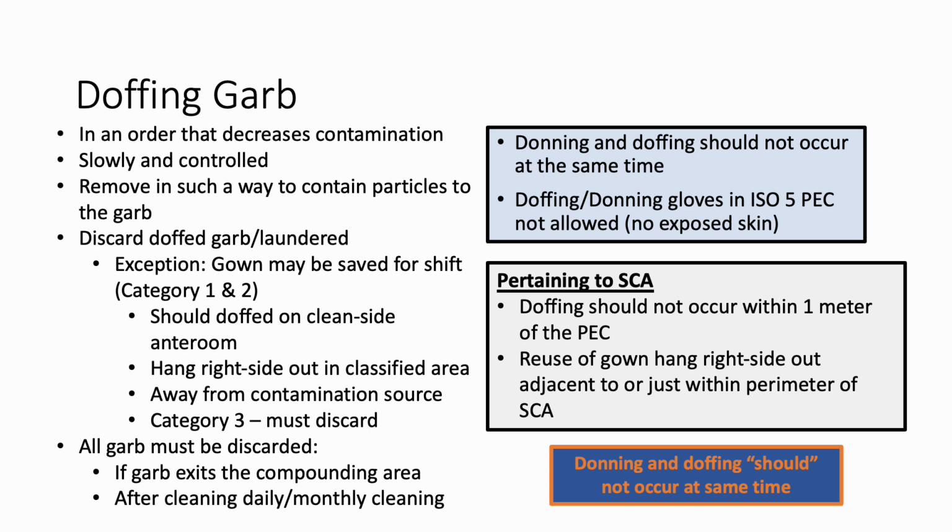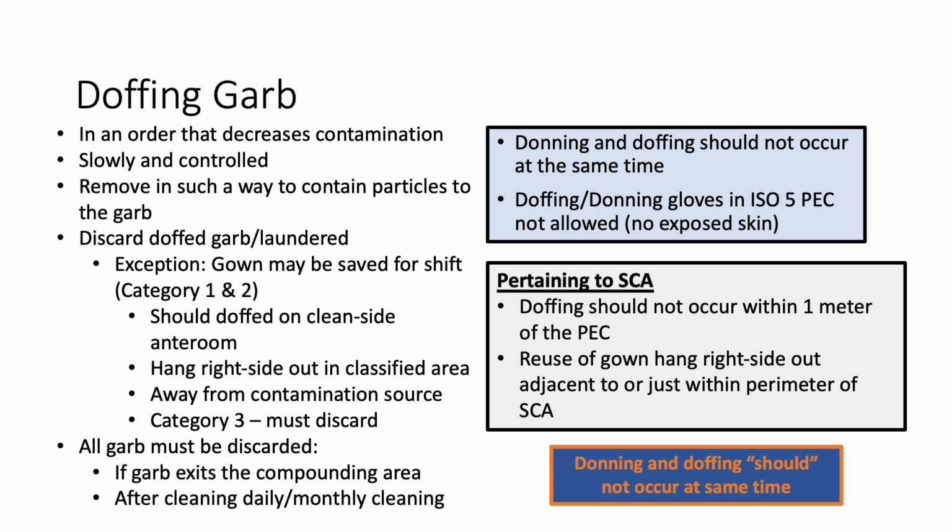We cannot reuse it. The only exception is for the gown. It may be saved for Category 1 and 2 compounding per shift. For Category 3 compounding, the gown may not be reused. But for Category 1 and 2, the gown may be reused per shift, but it needs to be clean and the integrity must be intact with no rips or tears. It should be removed on the clean side of the anteroom and hung on the clean side of the anteroom, or at least in a classified area.